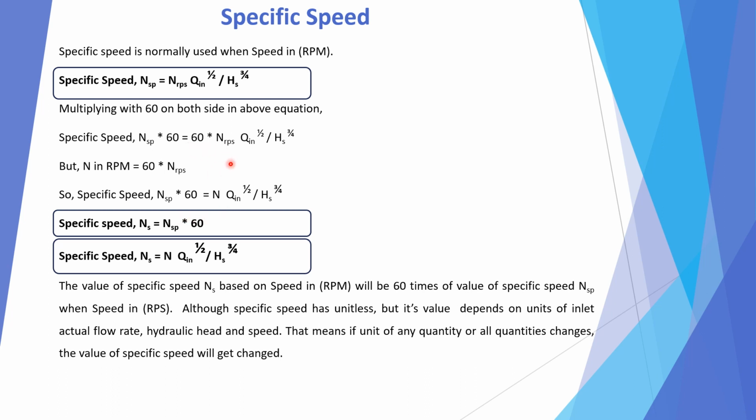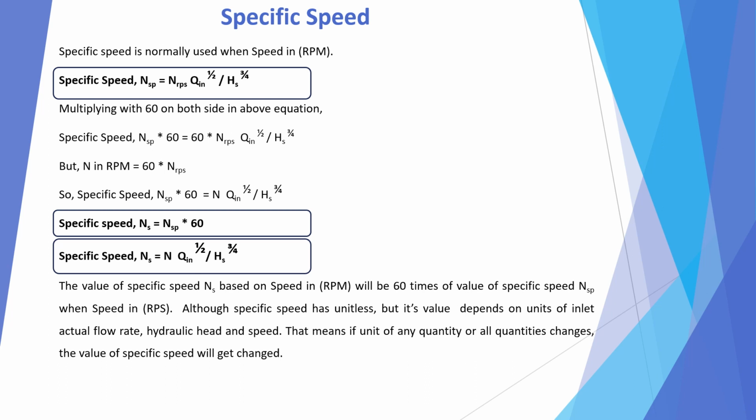Now 60 into N RPS is replaced with N, so N into Q to the power half upon HS to the power 3 by 4. So specific speed NS is equal to NSP into 60, and specific speed NS is equal to N into Q to the power half upon HS to the power 3 by 4. So the value of specific speed NS based on the speed in RPM will be 60 times the value of specific speed NSP when speed is in RPS.